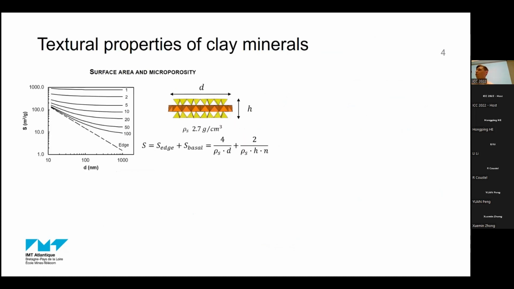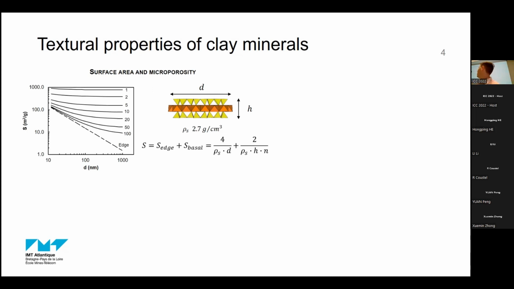As I told you, textural properties are a very important criterion to interpret adsorption. There are several textural properties. The most common one is surface area and microporosity. Surface area of clay, as you know, can be determined theoretically using this formula, where we take into account the dimensions of the silicate sheets, density of the mineral, and the number of sheets stacked within the particle. This characteristic ranges between a few dozen square meters per gram for natural clay, and it can reach several hundred square meters per gram for synthetic nanoclays.